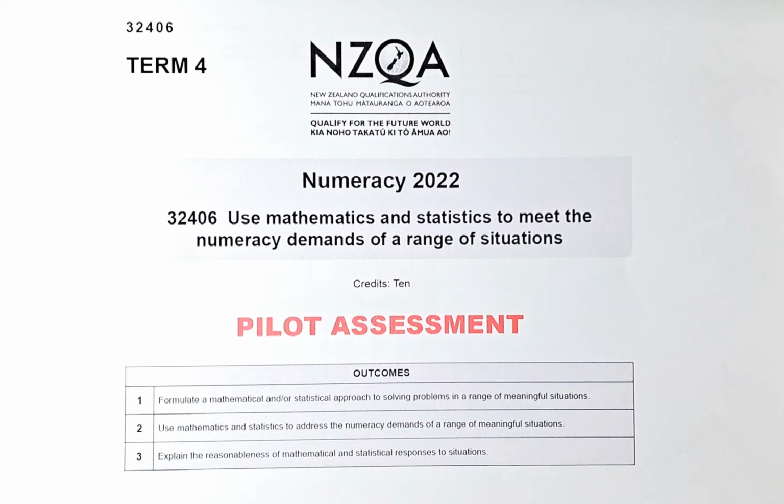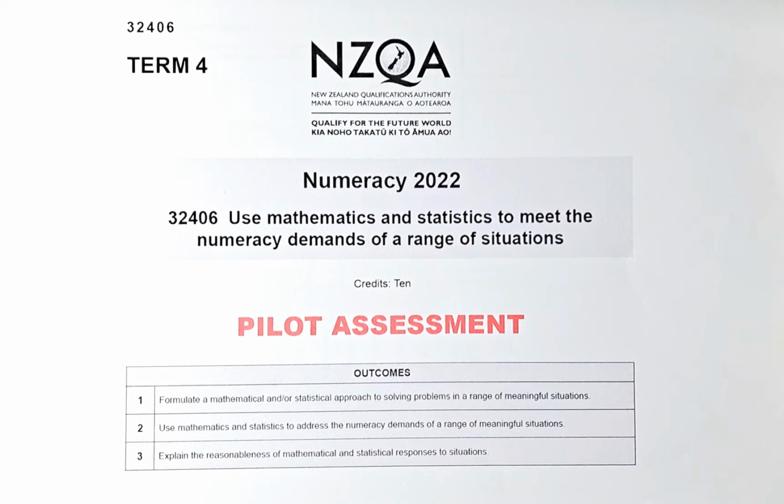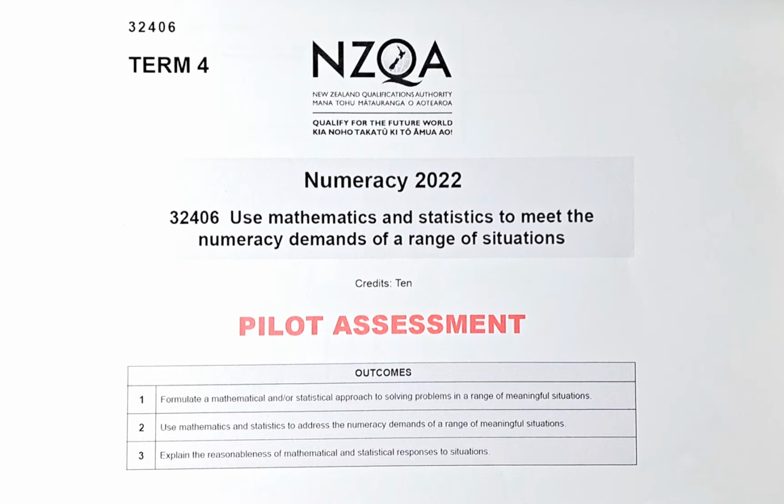Good day! In this video, we are going to do the last question, question number 10, of the 2022 NCEA Numeracy Pilot Assessment paper. The number of the paper is 32406, and the title is called Use Maths and Stats to Meet the Numeracy Demands of a Range of Situations.